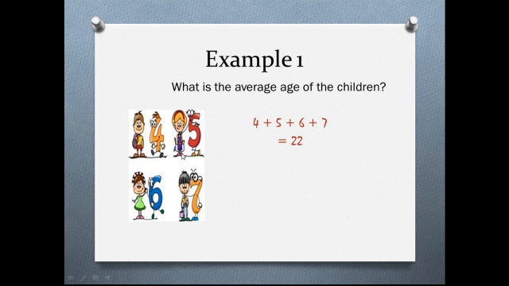Now I'm going to divide it by the number of numbers I have in the data set. I have 1, 2, 3, 4. I have 4 numbers in my data set. So I'm going to go 22, which is my sum, divided by 4. And I get 5.5. And that is my average, 5.5 years.